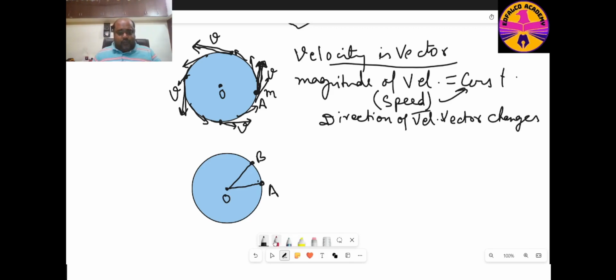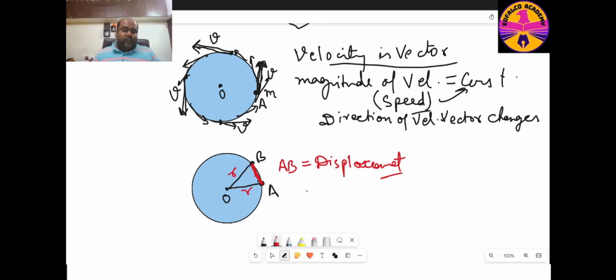Now, if you try to see what the displacement is, the displacement of the body is nothing but the straight line joining A to B, right? The straight line that joins A to B is the displacement. AB is nothing but my displacement. And obviously let's say that the radius of this circle is r. So AB is my displacement.